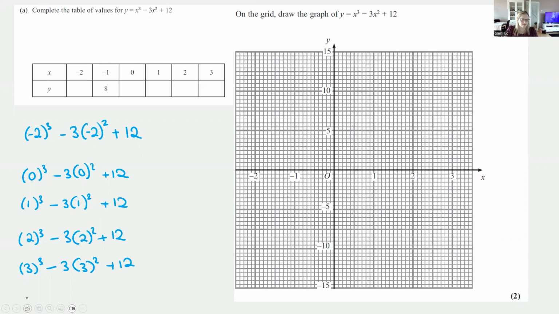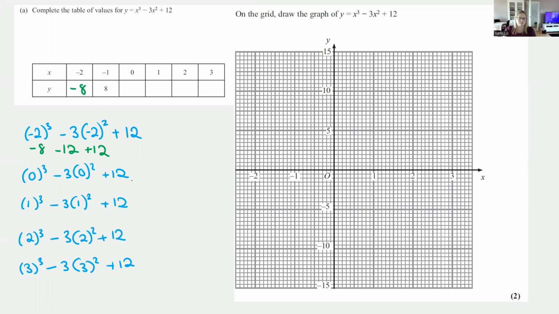Okay, so I've written them out. I'm just going to change my colour just so we can see what I've done. So we've got -2 to the power of 3. So that's like -2 times -2 times -2. So that's going to give you -8. Here, do inside the brackets first. Remember your BODMAS or BIDMAS. So -2 times -2 gives us normal 4. 4 times -3 is -12, and then +12. So my answer there should be -8.